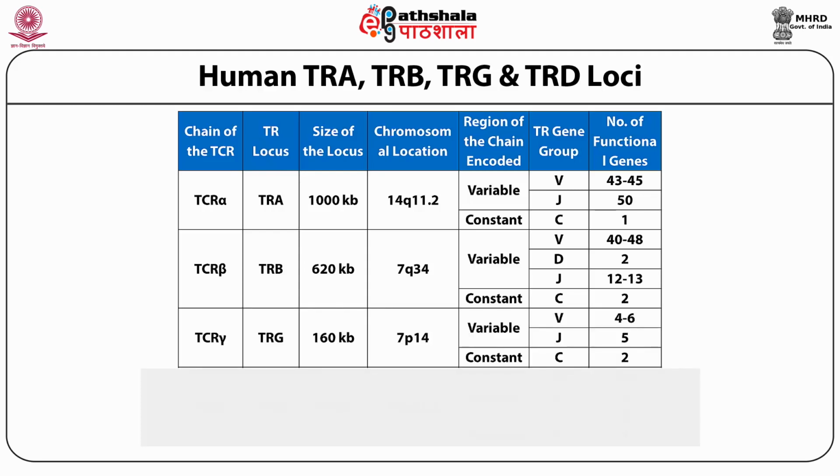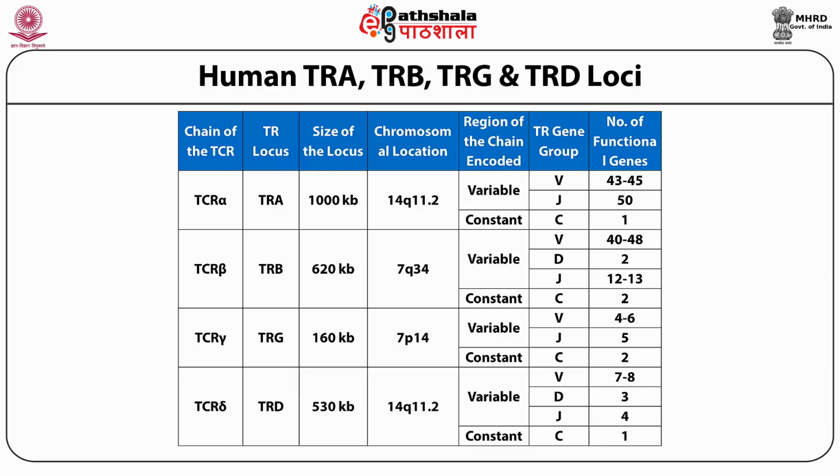The TRG locus is about 160 kb in size, is located on the long arm of chromosome 7 and has 4 to 6 V genes, 5 J genes and 2 C genes. The TRD locus is about 530 kb in size, is located on the short arm of chromosome 14 and has 7 to 8 V genes, 3 D genes, 4 J genes and 1 C gene.